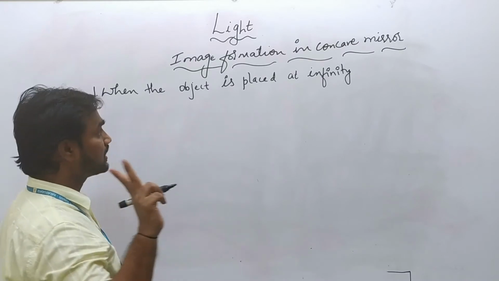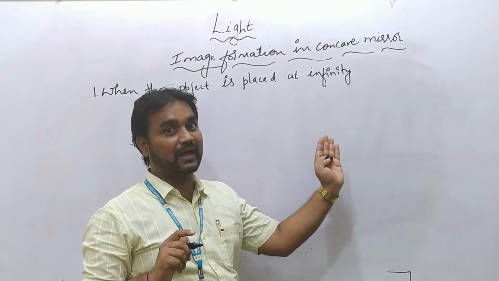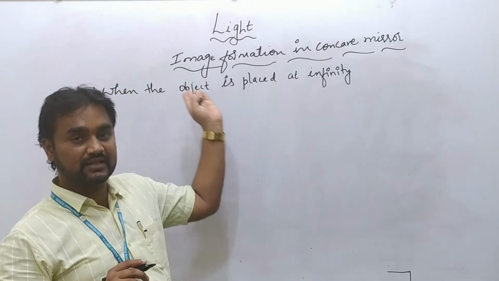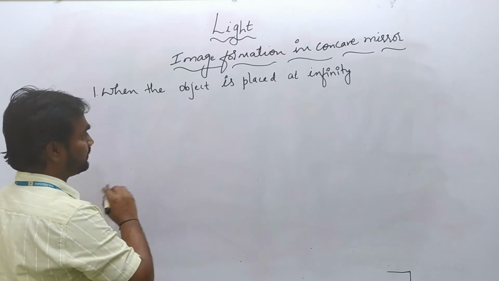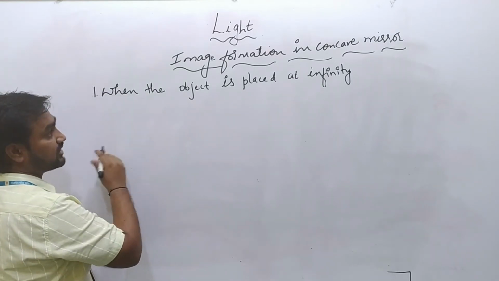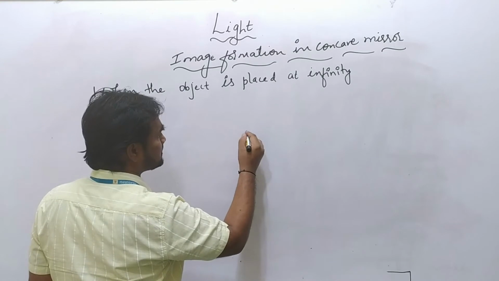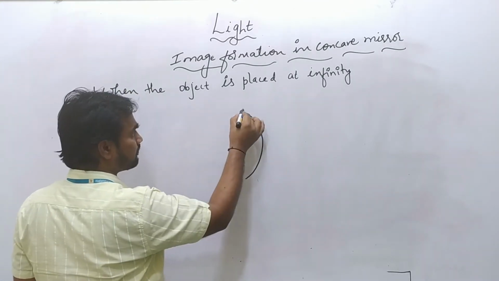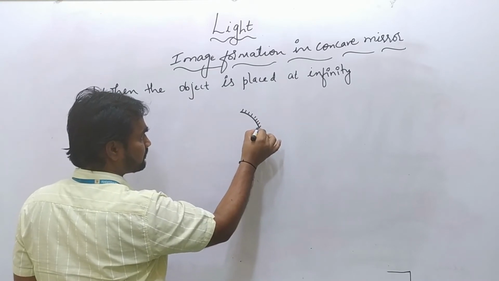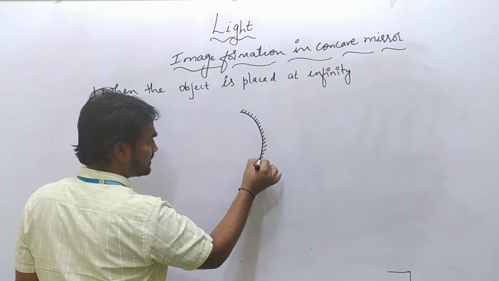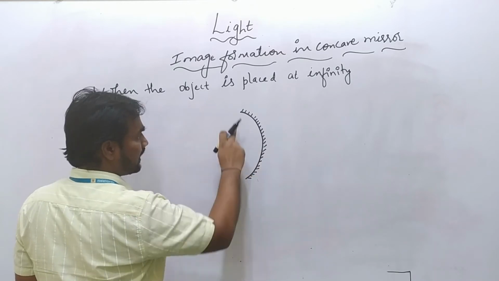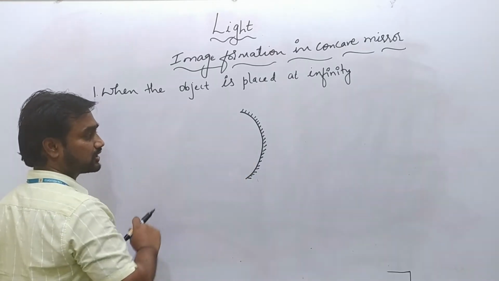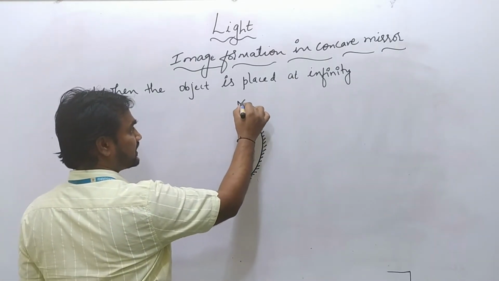Suppose here we get two cases. One case is when the rays are parallel, and the other is when the rays are oblique to the principal axis. First we will see when the incident rays are parallel. Suppose I draw the concave mirror. The part I am shading is the non-reflecting surface, and the concave mirror is curved inwards, the reflecting surface curved inwards.